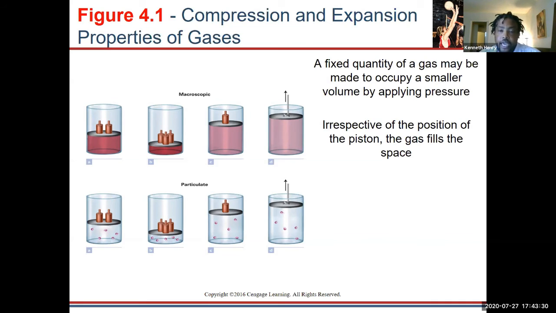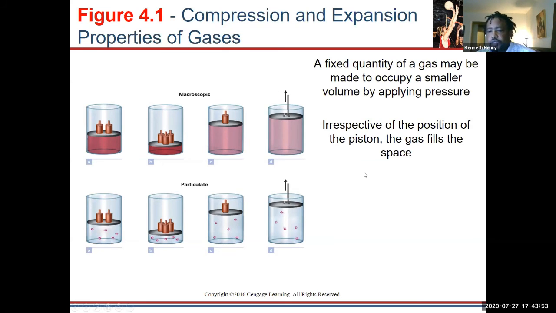The same thing happens if you expand it. If you expand the gas, the molecules have more room to move, and so they're going to try to occupy as much of that space as possible. That's what we mean by compression and expansion. Compression is pushing it closer together, expansion is further apart.